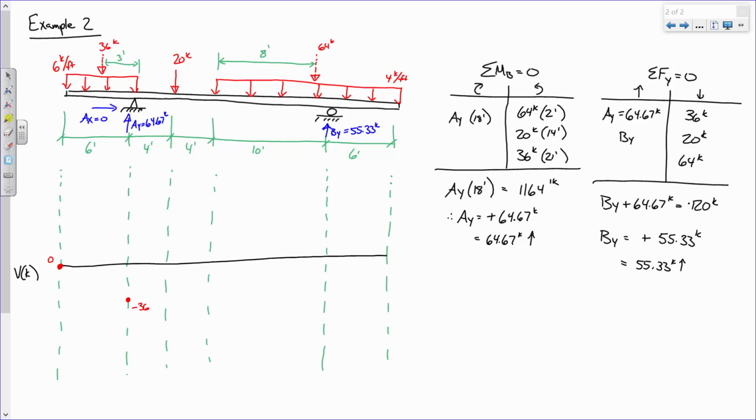Now, how do I get down there? Well, the load is constant, so the slope is constant. And if you have a constant slope, that is a straight line. And remember, you do what the beam tells you to do. So I'm going down, going down, going down. And then it says, Greg, go up. So if I'm at negative 36 and I go up 64.67, what does that put me at? 28.67. All right? Then no change, no change, no change. Greg, go down 20. Okay. So if I'm at 28.67 and I go down, what's that?